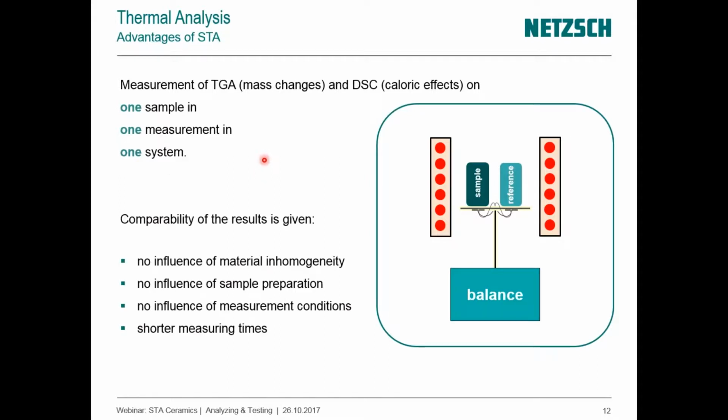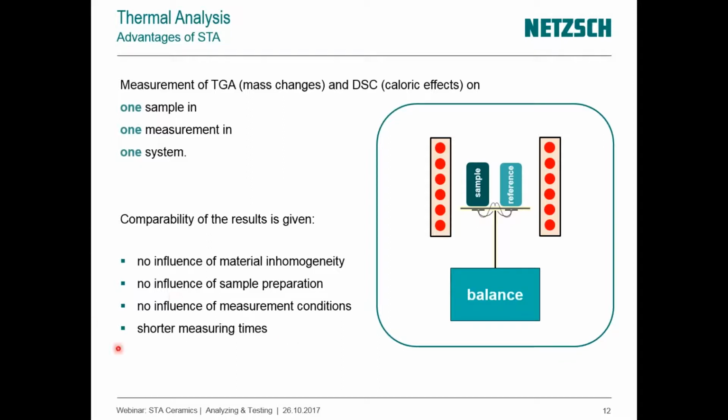Just to shortly summarize, in the simultaneous thermal analysis, as already mentioned, we combine both techniques. We combine this balanced beam construction in the furnace and this double sensor system of the DSC into one instrument. So we can measure the mass change and the energetics more or less simultaneously. And we do this because we now have the possibility to measure one sample in one measurement in one system.